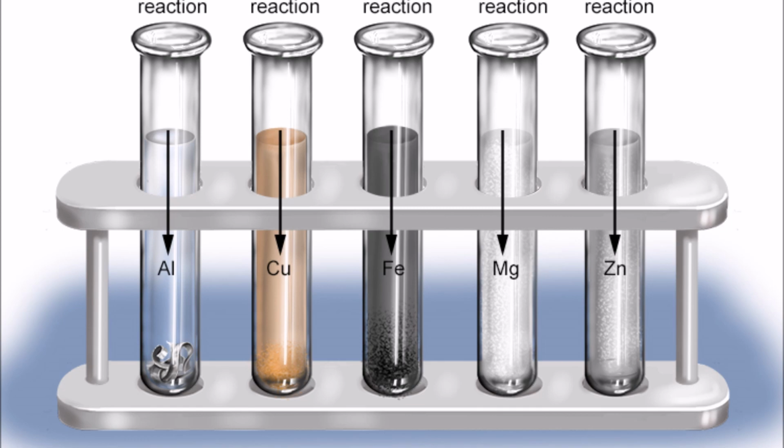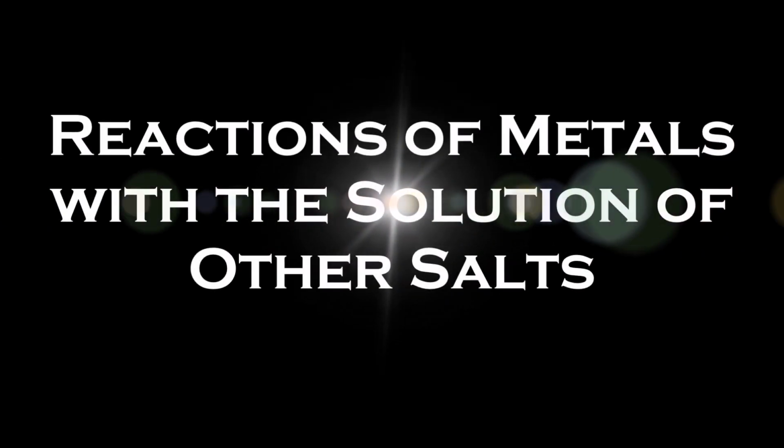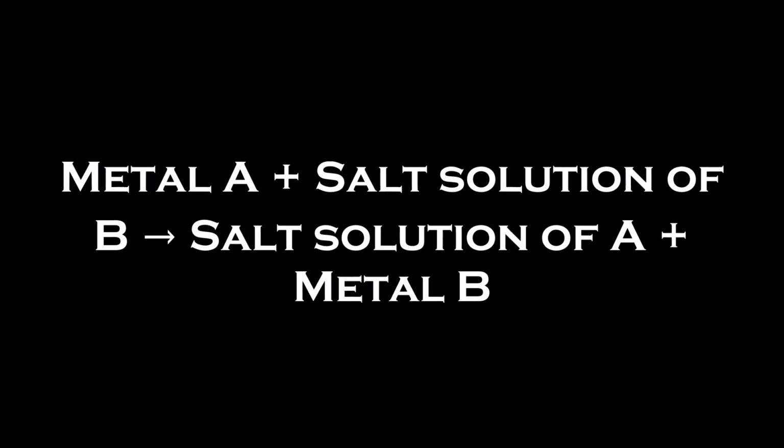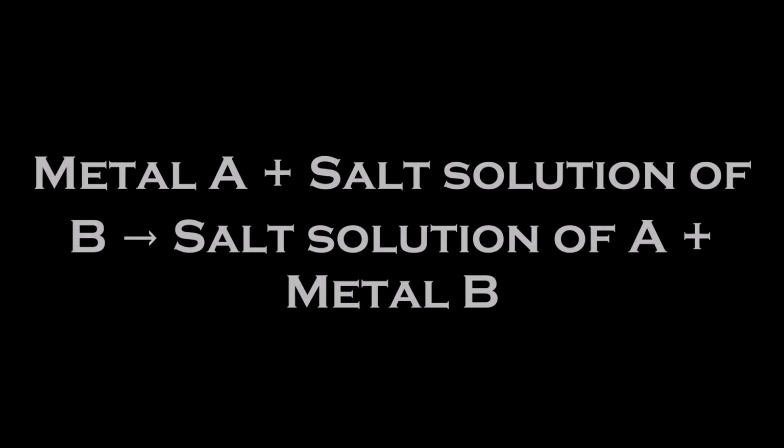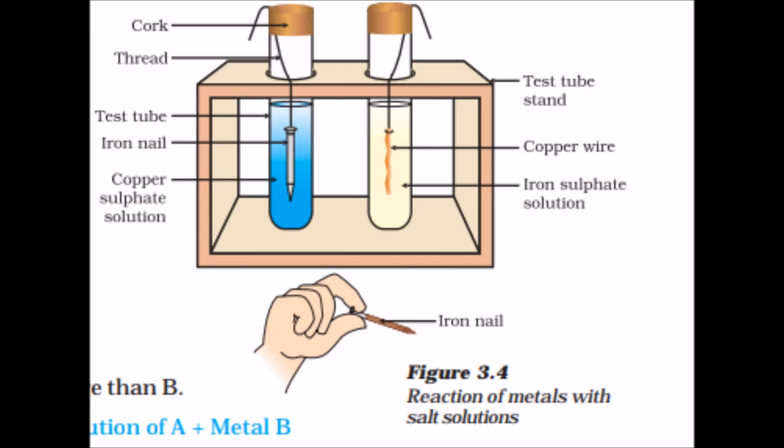Now let's learn about the reaction of metals with solutions of other metal salts. If metal A reacts with the salt solution of metal B, it gives rise to salt solution of metal A and the metal B alone. Reactive metals can displace less reactive metals from their compounds in a solution form.